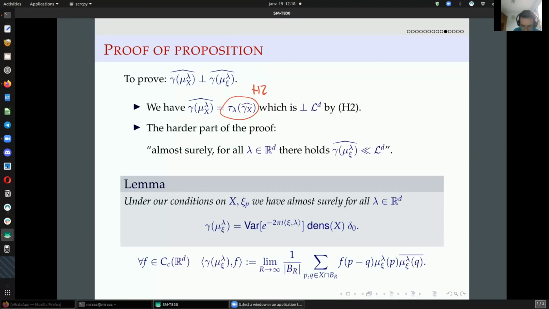I know that this part is singular with respect to Lebesgue, and so the hard part is to prove that almost surely for all lambda, gamma mu psi lambda, the diffraction measure of this other part, is absolutely continuous. And then in that case I would have that the two are singular, and I conclude my result.